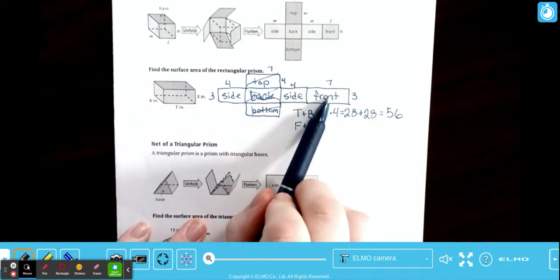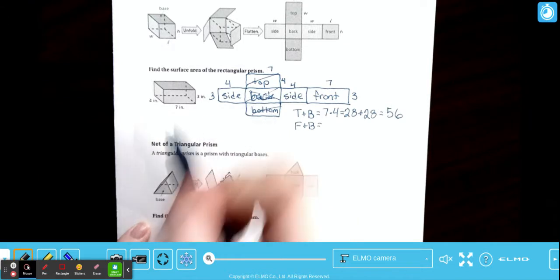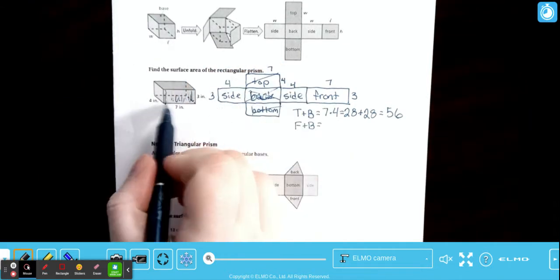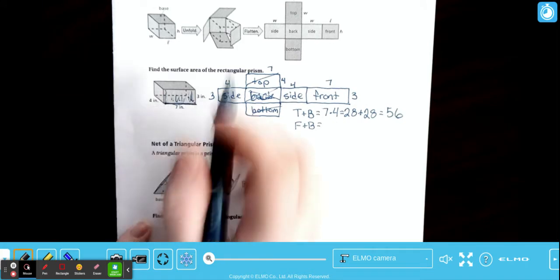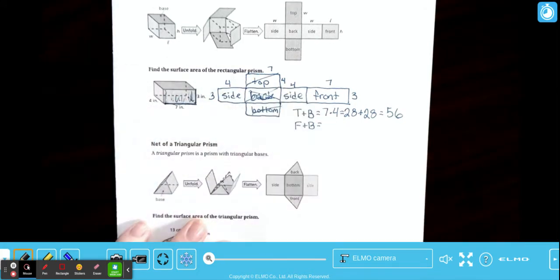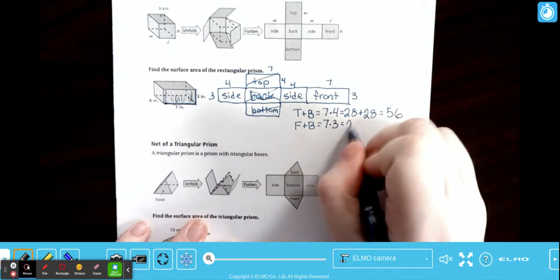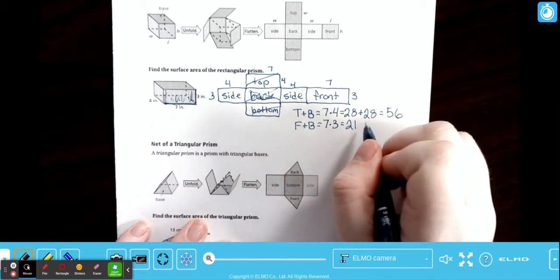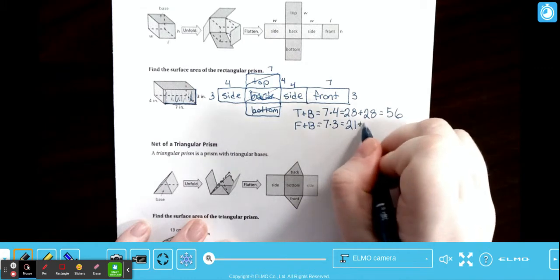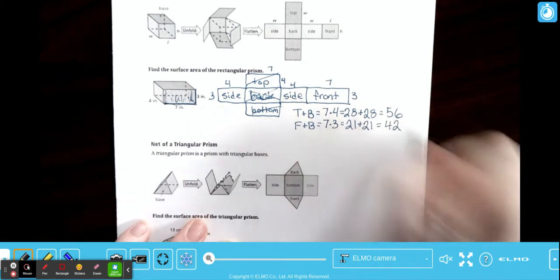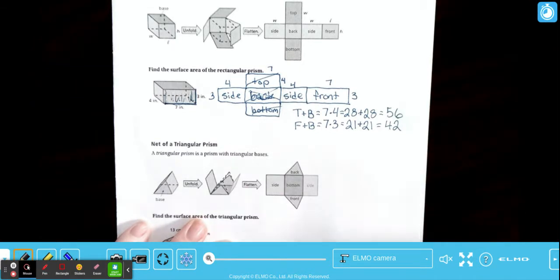So the front and the back. If I look at the front right here, what's the base? It's also 7. And what's the height? 3. So 7 times 3 gives me, okay, 21. And then there's 2 of them, so it's going to be 21 plus 21, or 21 times 2, which gives me 42. Good job.